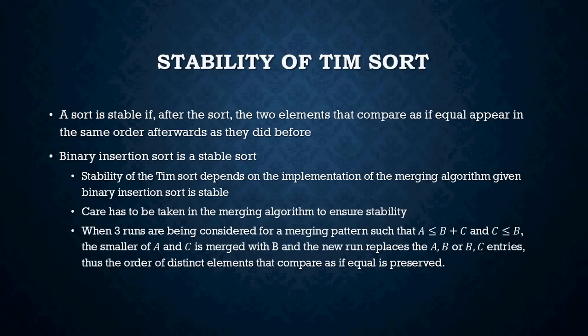Now for the stability of timsort: since binary insertion sort is only employed when absolutely necessary, the stability of timsort actually depends on the implementation of the merging algorithm. Care is taken in most implementations to ensure that this algorithm is stable. So, for example, when three runs are being considered for merging with patterns such that A is smaller than B plus C, and C is smaller than or equal to B, the smaller of A and C is merged with B, and the new run then replaces the A, B or B, C entries, which would then preserve the order of the distinct elements that compare as equal.